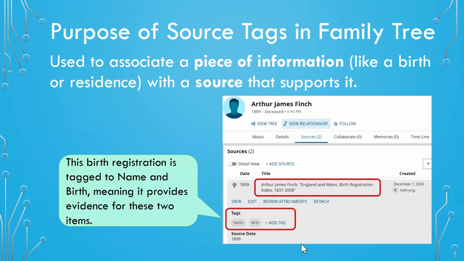But source tags are different in that they are used to associate a piece of genealogical information, like a birth or a residence, with the source that supports it. So here's an example on the screen. I am on the Sources tab of the profile for Arthur James Finch. And the first source in the source list is a birth source. And notice that it's got some tags here, and this source has been tagged to the name because it provides evidence of Arthur James Finch's name, and it's tagged to his birth because it provides evidence of his birth information.